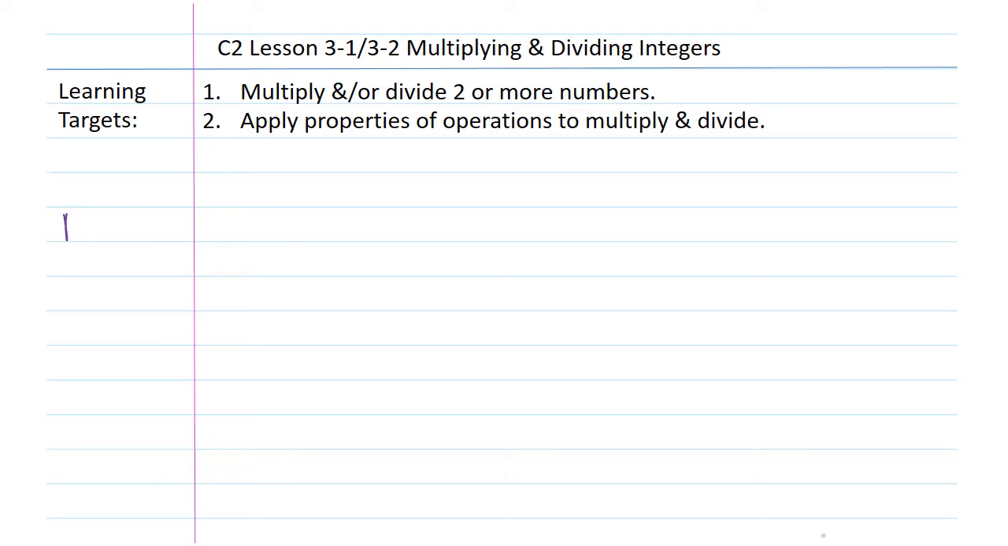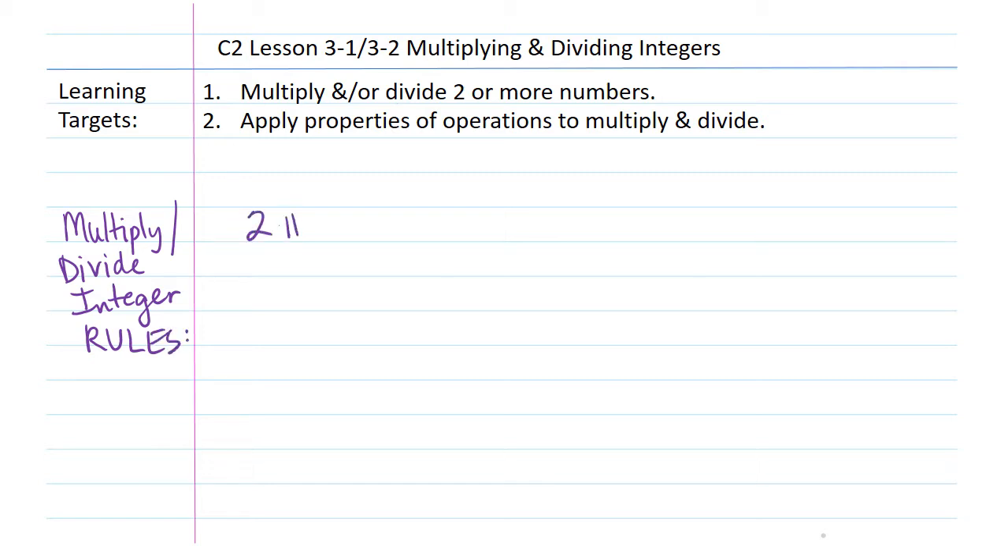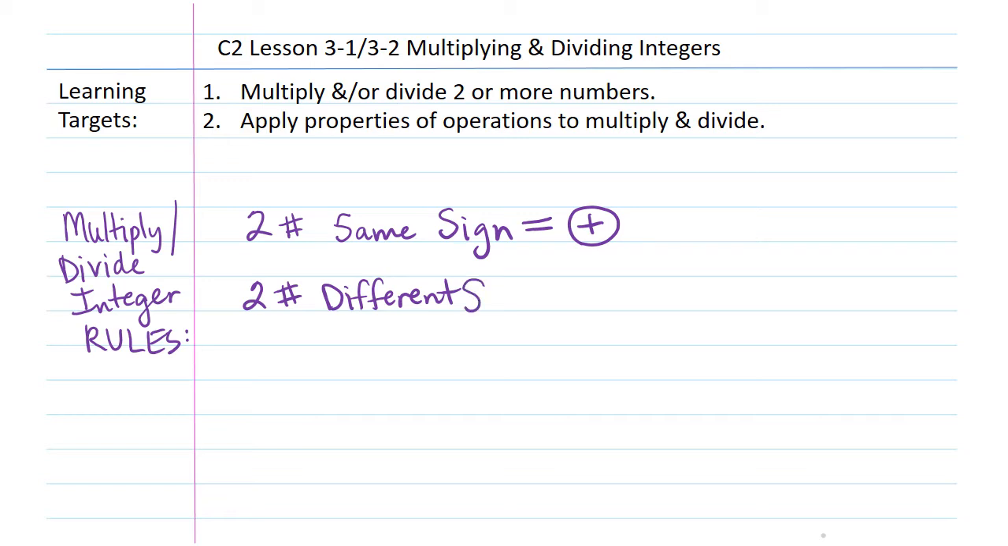First thing I want you to write down in your notes is the multiply and divide integer rules. They are the same. Okay, and what the rules are is that when you have two numbers with the same sign, the answer is going to be positive. And when you have two numbers with different signs, the answer will be negative.